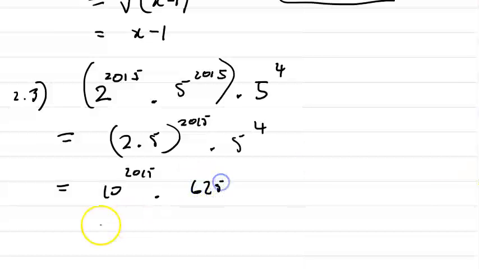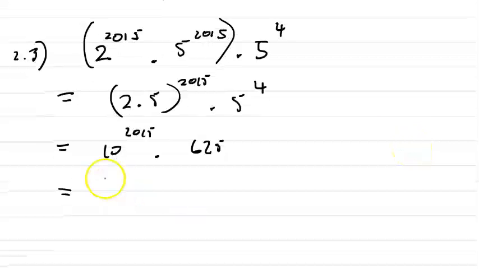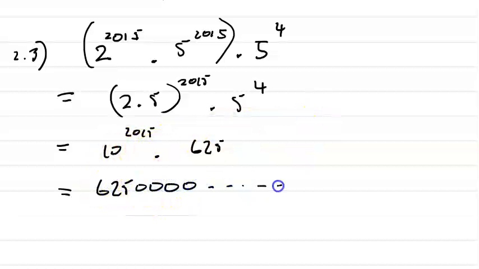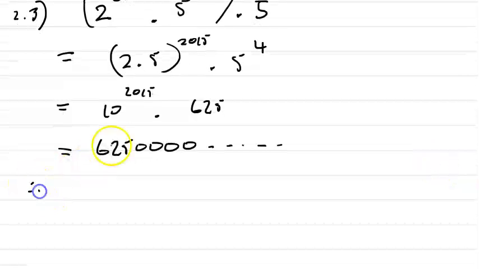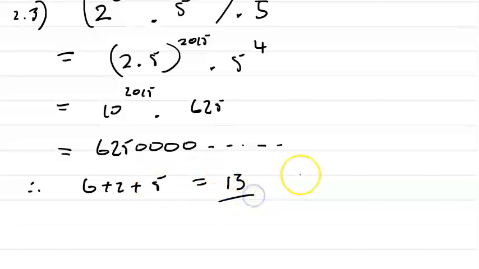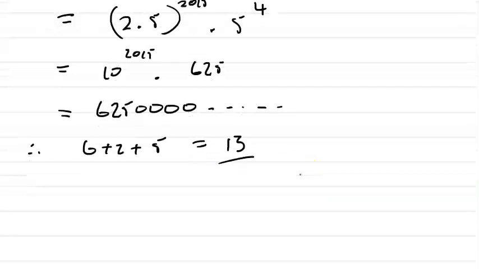So 625. 10 to the 2015 is going to be a number which is basically going to have a lot of zeros. It's going to have 2015 zeros after the 1. So you're actually going to have 625 times 0, 0, 0, 0, and this is going to be a lot of zeros there. All right. So therefore, we can now conclude that the sum of the digits will be 6 plus 2 plus 5, which is going to be 6 plus 2 is 8, plus 5 is 13. And that answers our question.